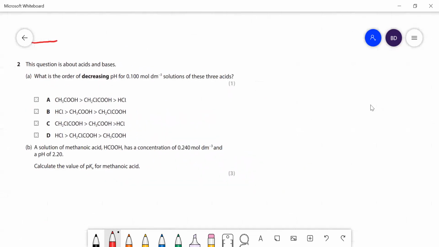Right, about acids and bases. What's the order of decreasing pH? So what we're looking for is the acids in order of increasing strength. They've all got the same concentration, so the strongest one would dissociate the most, so it would give the lowest pH. So we're looking for increasing strength.